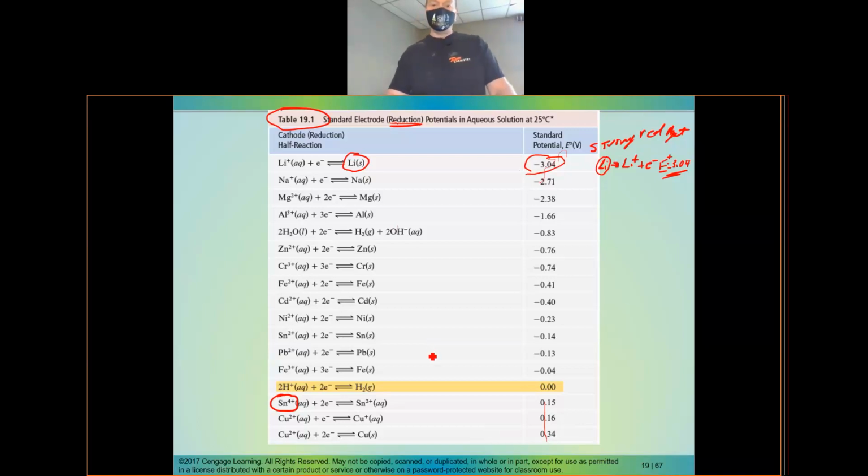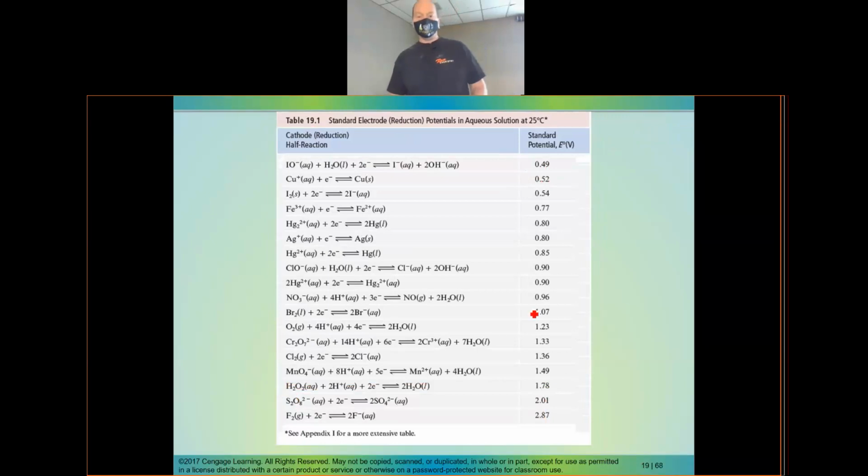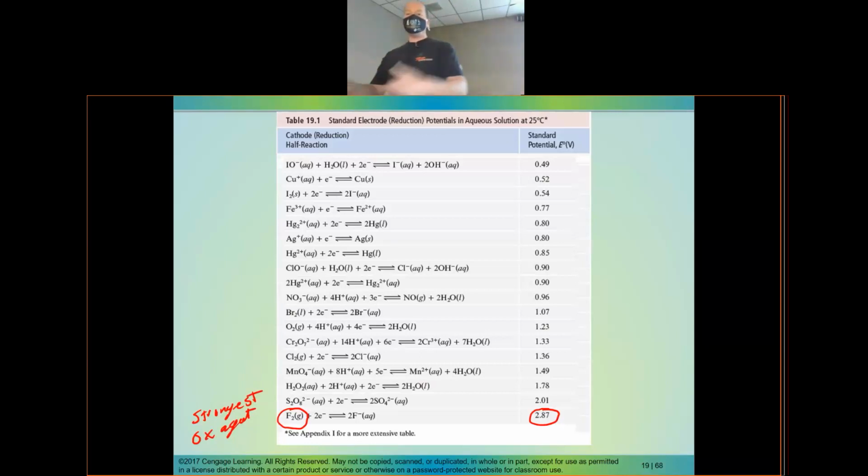And so when we go to the next page, we have our highest values, right? Our highest value is down here at a positive 2.87. So on this chart, again, these are all reduction potentials. F2 gas is your strongest oxidizing agent because its reduction half potential is the most spontaneous. The larger your E value, the larger positive your E value, the more spontaneous that reaction is. And that would give you then a strong oxidizing agent.